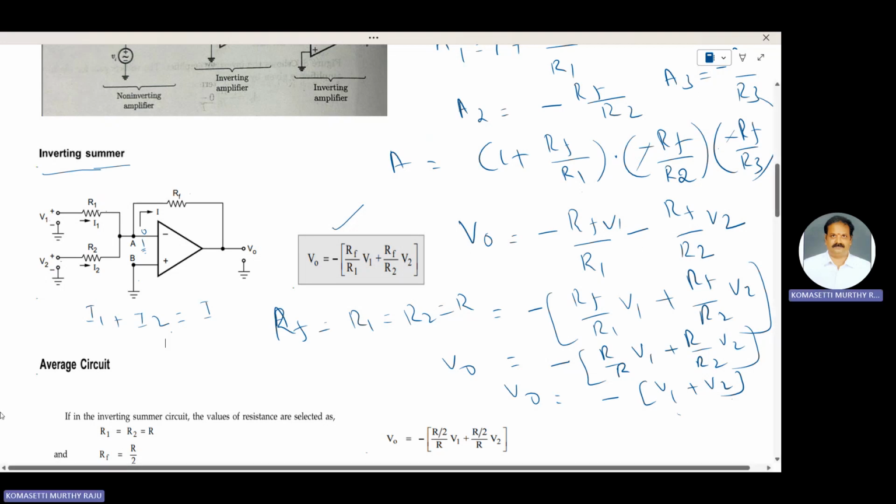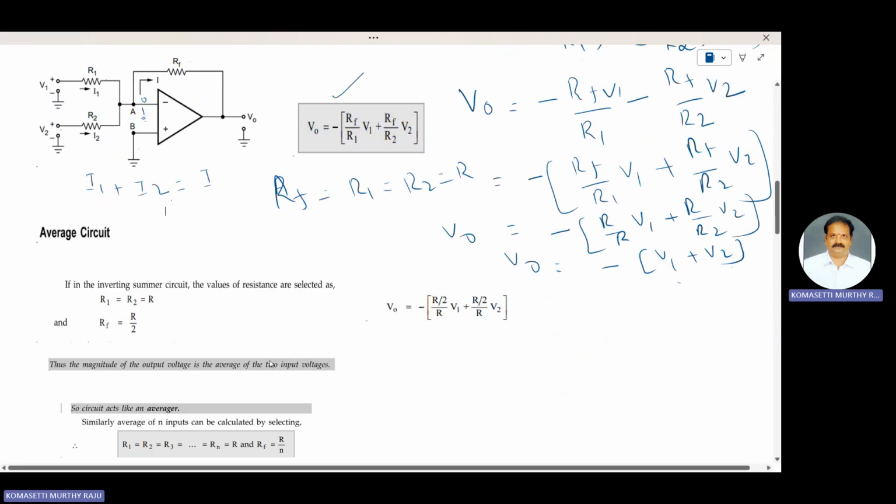Suppose this inverting summer acts as an averaging circuit. This condition is satisfied with the two input inverting summer. R1 is equal to R2 is equal to R, and RF is equal to R by 2. Substitute these values in that output voltage expression.